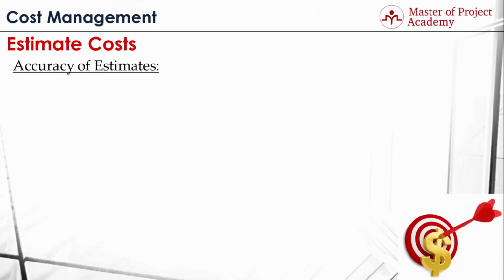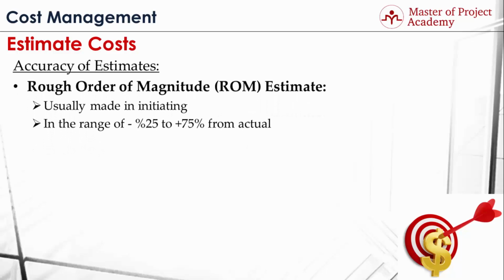Typically, there are 3 types of activity estimation ranges. We will go over these 3 types of estimates one by one. The first one is rough order of magnitude estimate, which is abbreviated as ROM. Rough order of magnitude estimate is used during the initiating phase of a project when there is less information about the project, when there are a high number of risks, ambiguities, and uncertainties.